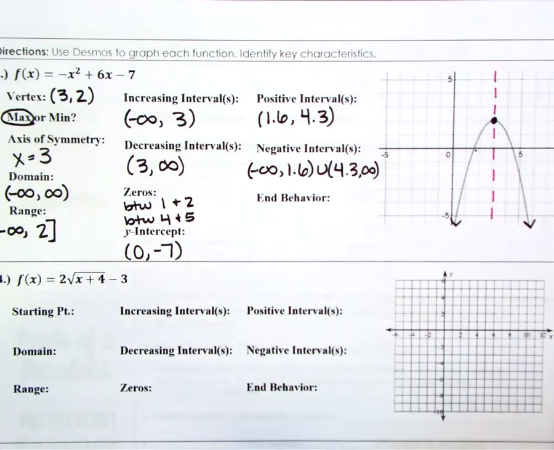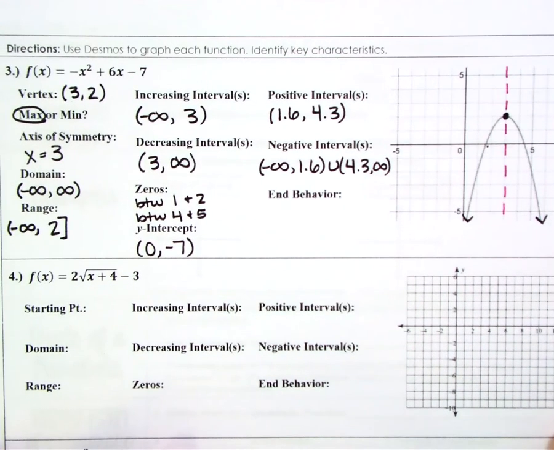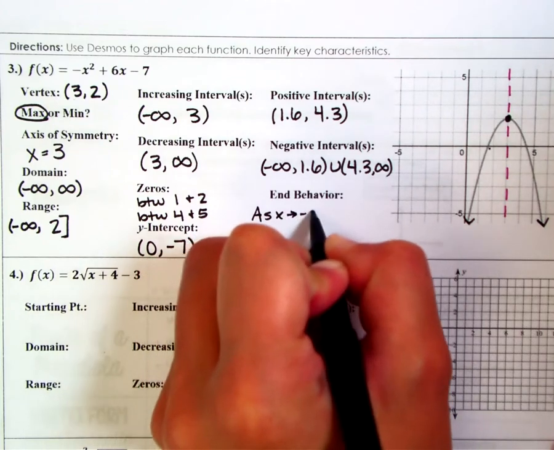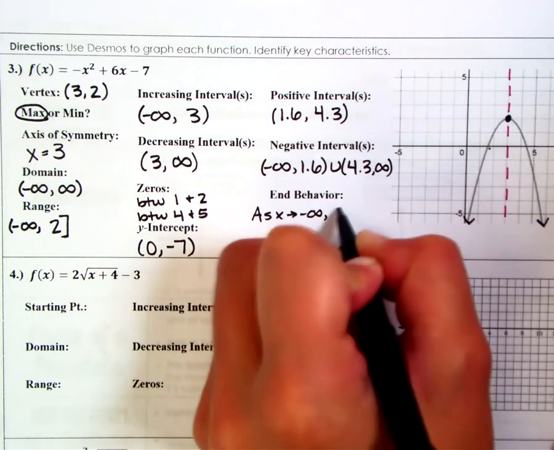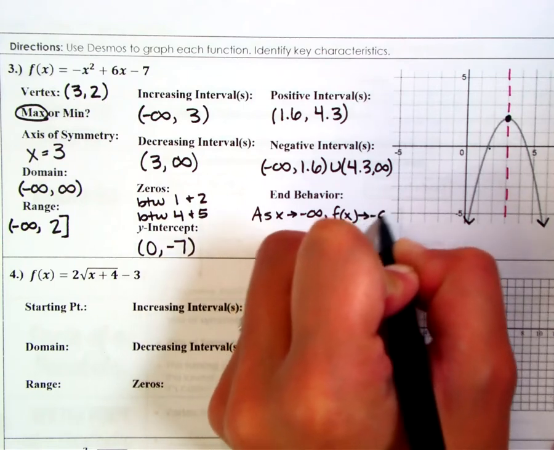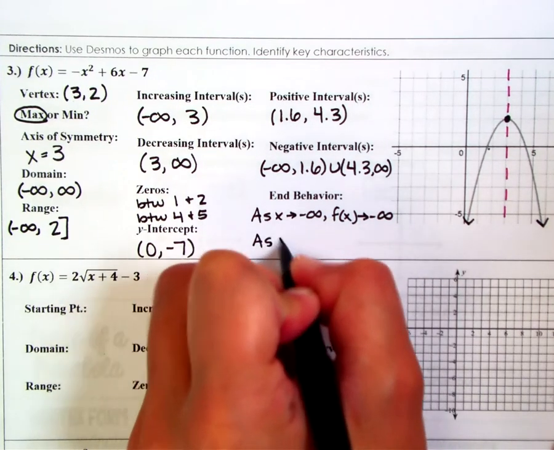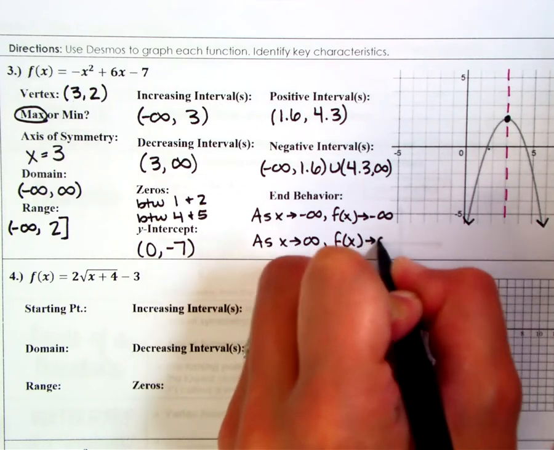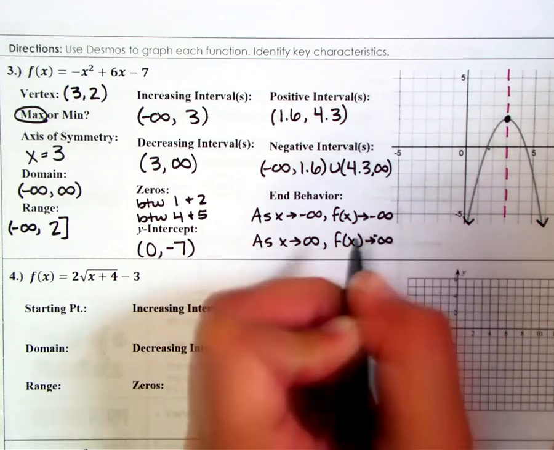End behavior, if we were to say it as simply as possible, we would say down, down. And so mathematically, as x approaches negative infinity, so the left side, f of x also approaches negative infinity. And then as x approaches positive infinity, f of x approaches negative infinity as well.